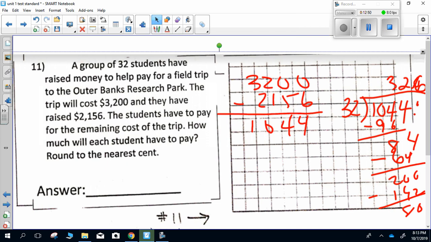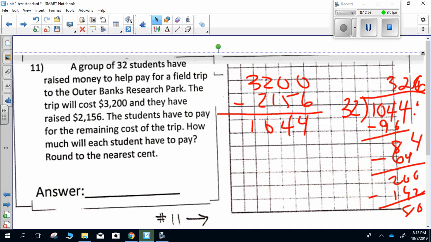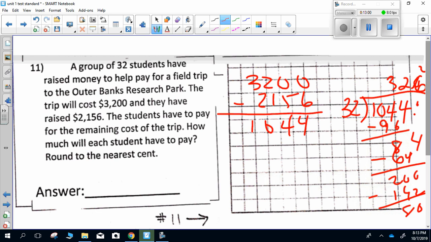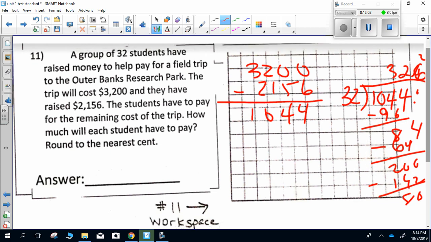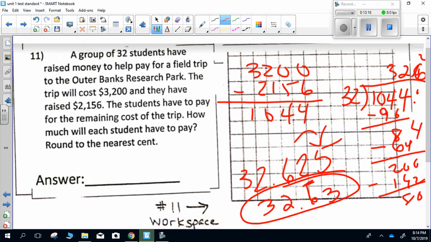And now I'm going to have a 2 up here. Whoops, sorry. And then I'm going to have a 5. So when I'm done with my division, I'm going to have 32.625. But once again, I need to make it be money. So I'm going to look here, and my answer is going to be $32.63 is how much money they're going to need.